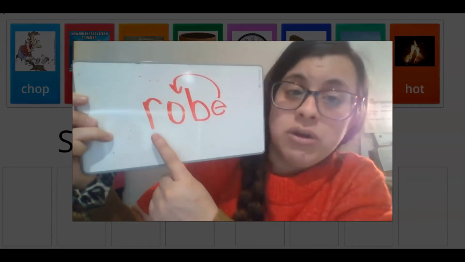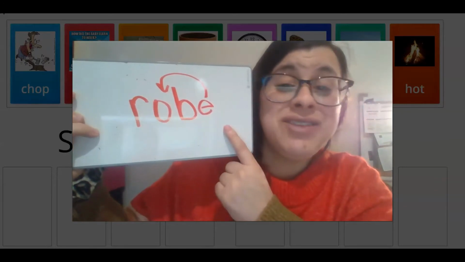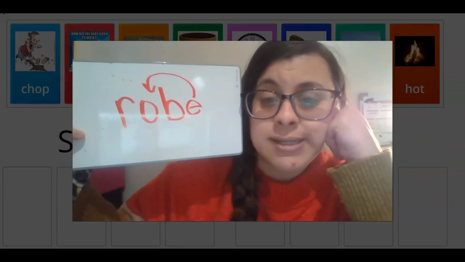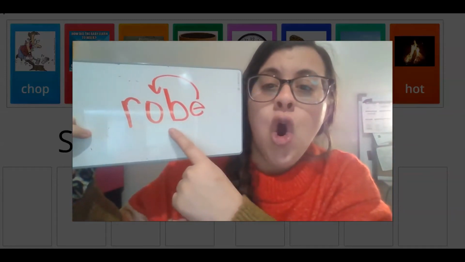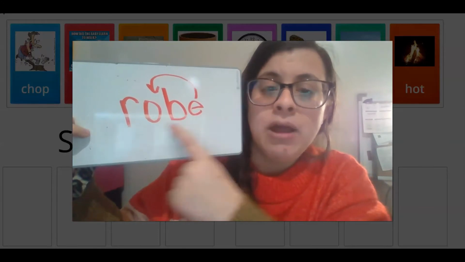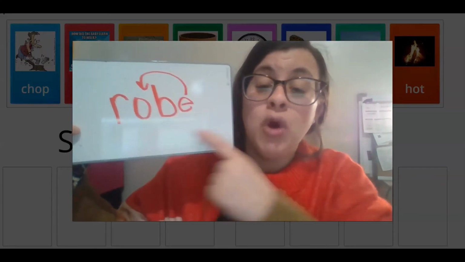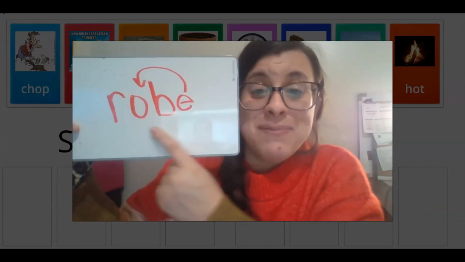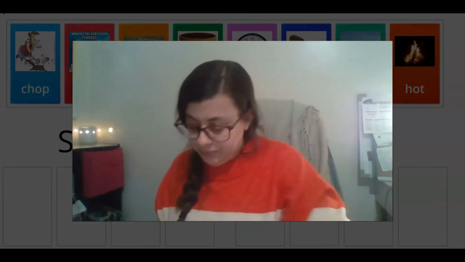Now we tap it out. We don't hear the E at the end because that E is too busy jumping on that O, making it say its own name. Tap it with me. O, B. Robe. We know O is going to say its own name in this word because E is at the end. Let's try a new word.